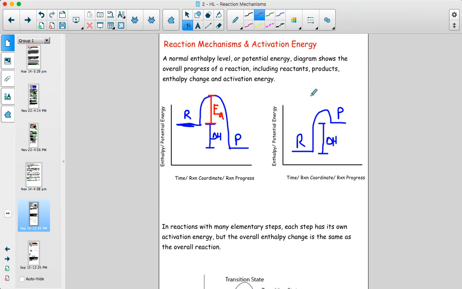And the activation energy, people get this wrong a lot of the time, activation energy actually starts all the way down here and goes all the way to the top of the hill. That is the activation energy for an endothermic reaction. Okay, on the bottom, we can put time. Sometimes you'll see other things like reaction progress or reaction coordinate, and the y-axis is either enthalpy or potential energy.